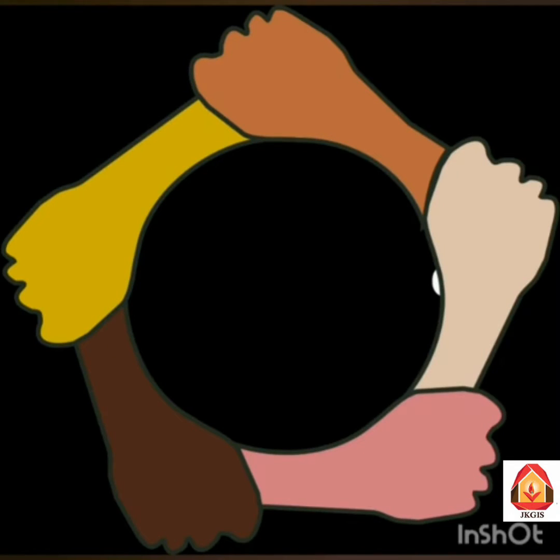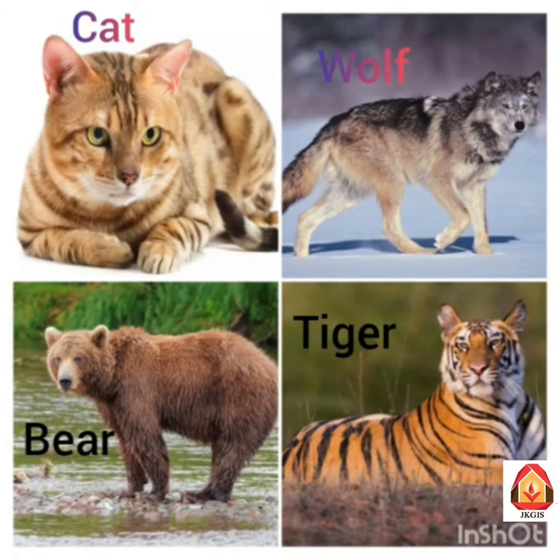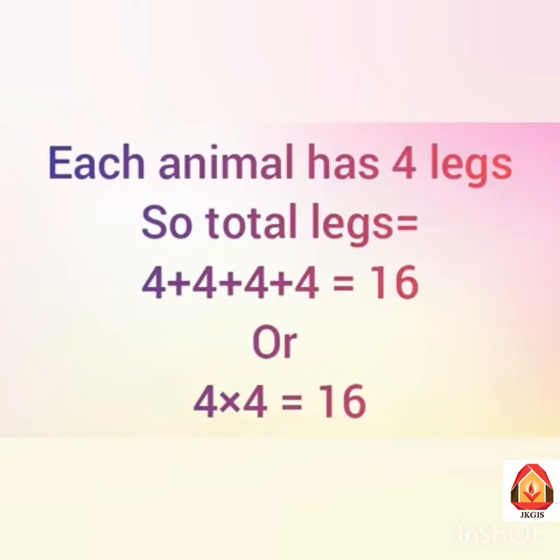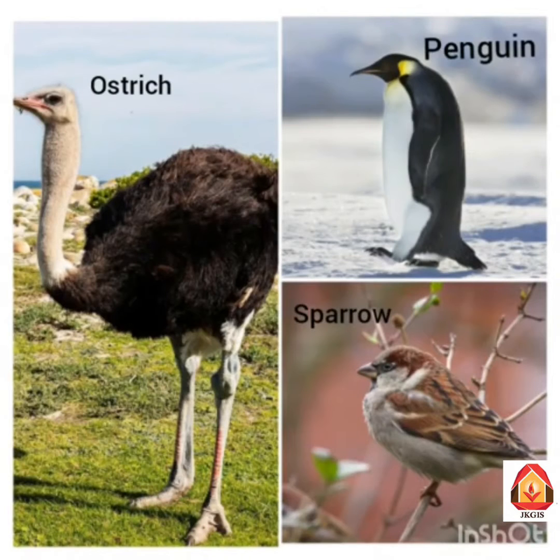Now observe this picture. This picture has animals and each one has four legs. So kids, can you calculate the total number of legs there? Yes, each animal has 4 legs, so the total legs will be 4 times 4, or 4 into 4, that is 16.